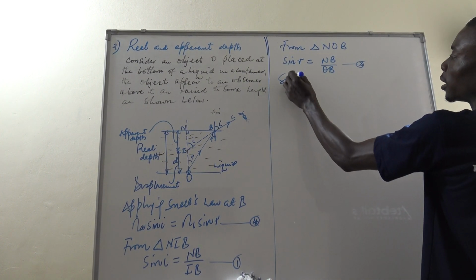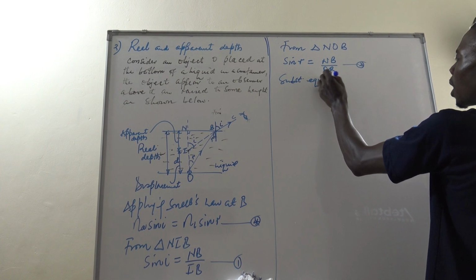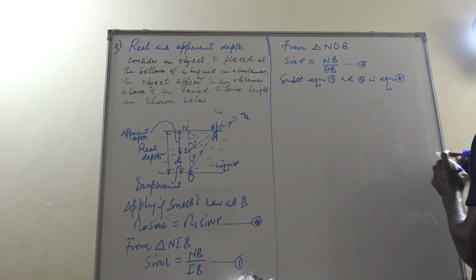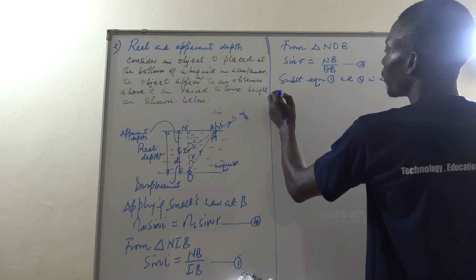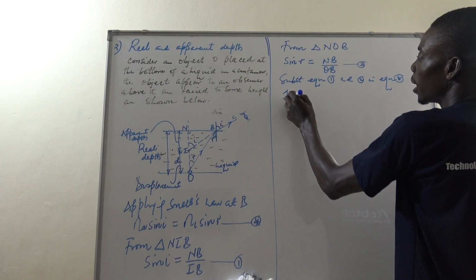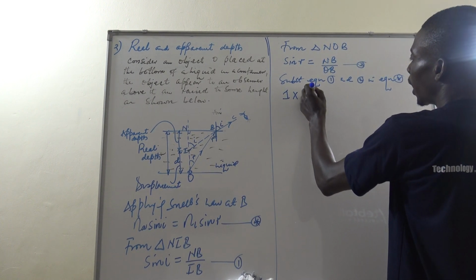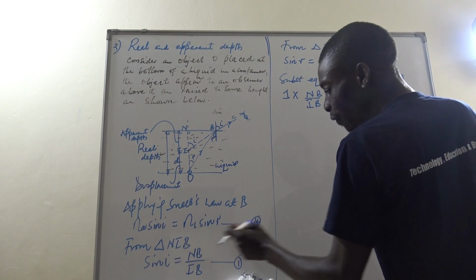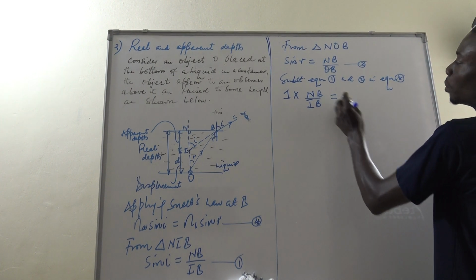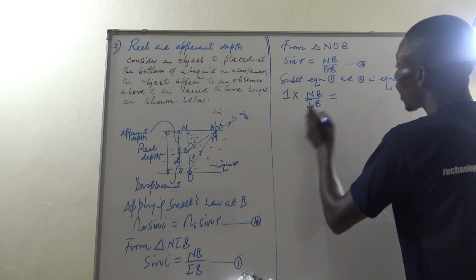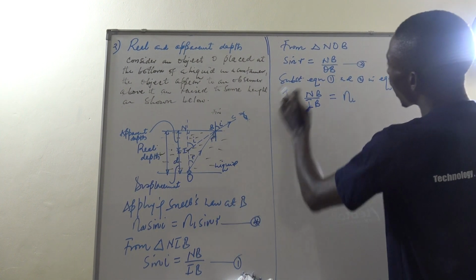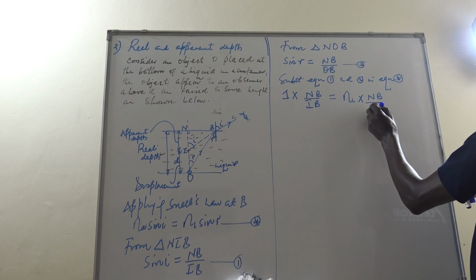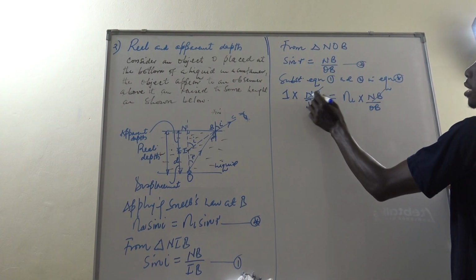Then I can say, substituting equation 1 and 2 in equation star, that will give us NA, the refractive index of air, which is known as 1, times sine of I, which is NB out of IB. And that is equal to NL, the refractive index of the liquid, times sine R, but sine of R is the same as NB out of OB. And then you realize that this and this can cancel.